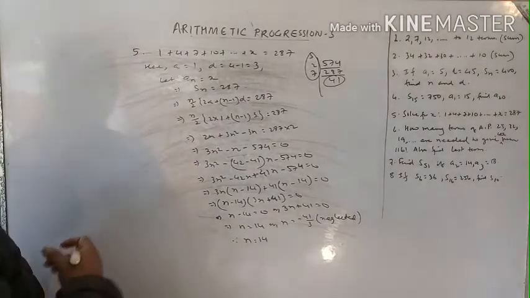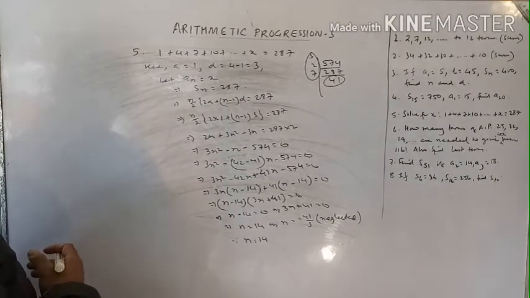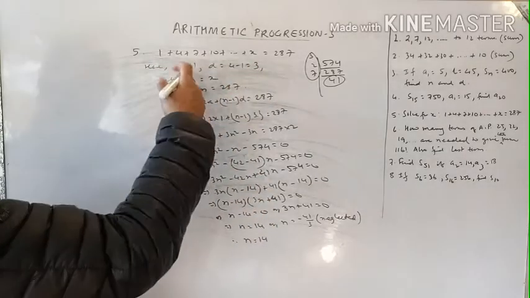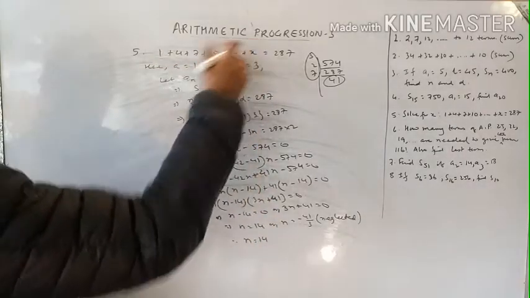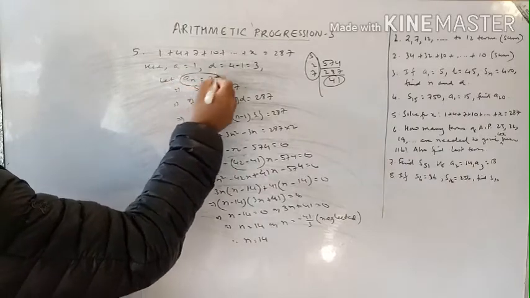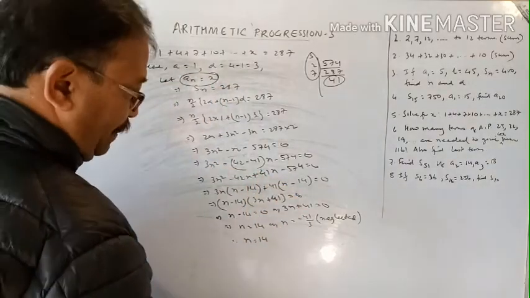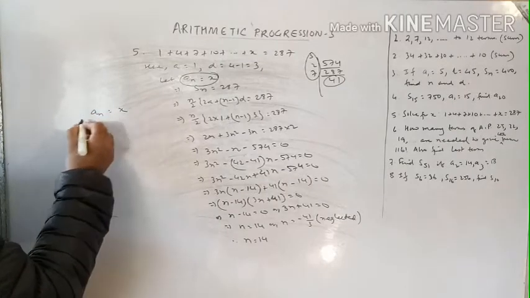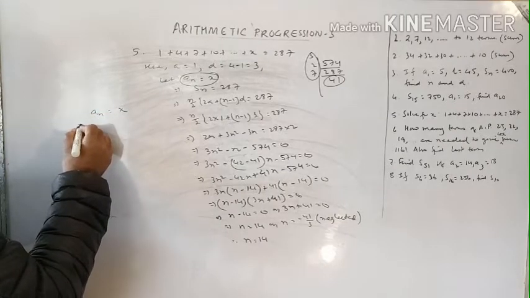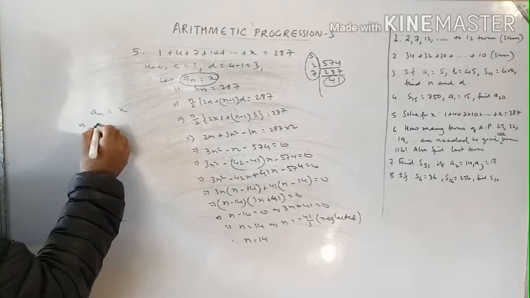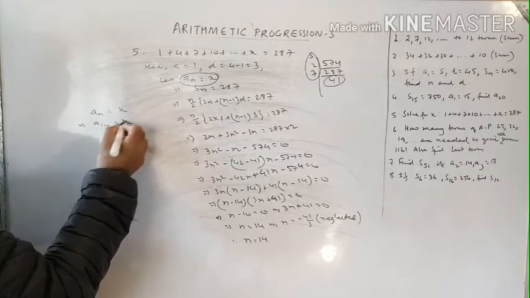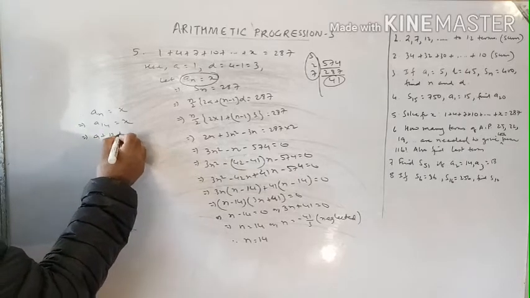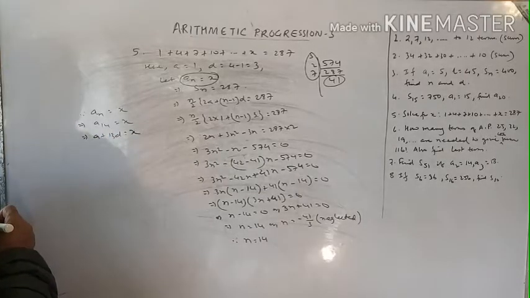Now n equal to 14, so there are 14 terms. The 14th term is x. So here a_n is equal to x. Therefore a_n equal to x. That means n is 14, so a_14 equal to x. a_14 is a plus 13d equal to x.